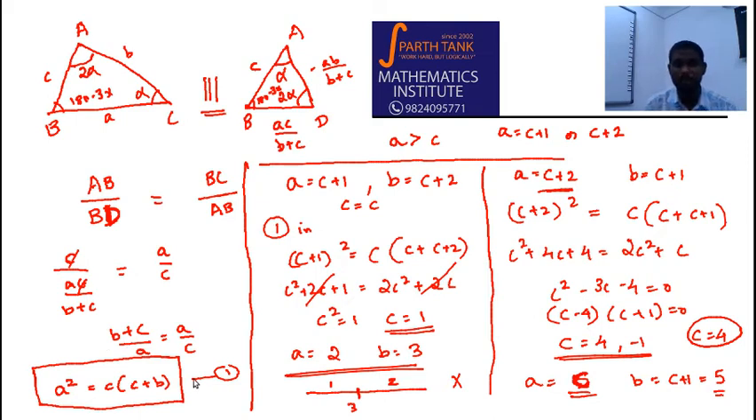A squared is C into C plus B. And then using the consideration that A should be greater than C, A can be C plus 1 or C plus 2. A is C plus 1 cases here, A is C plus 2 cases here.